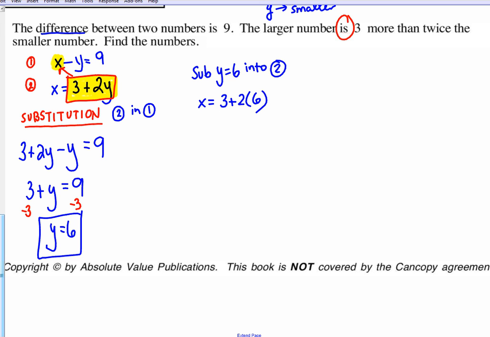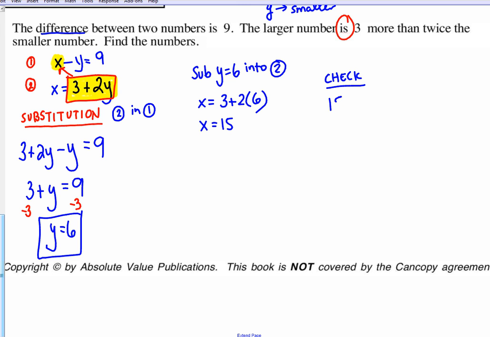With equation 1: x minus 6 equals 9. Sorry. What does x equal? 15. And last, we need to check.